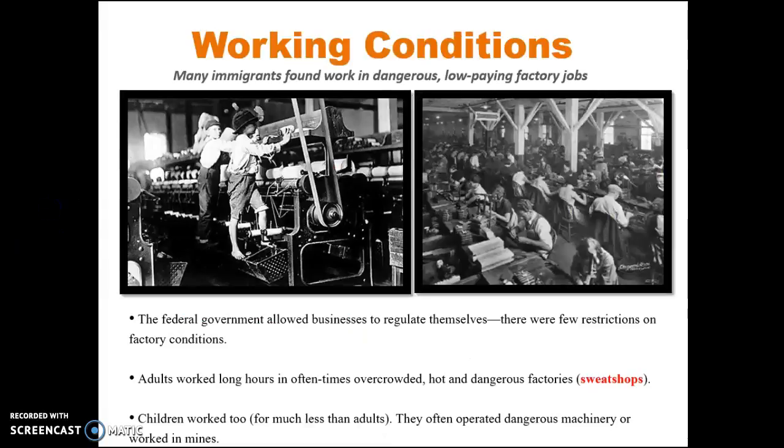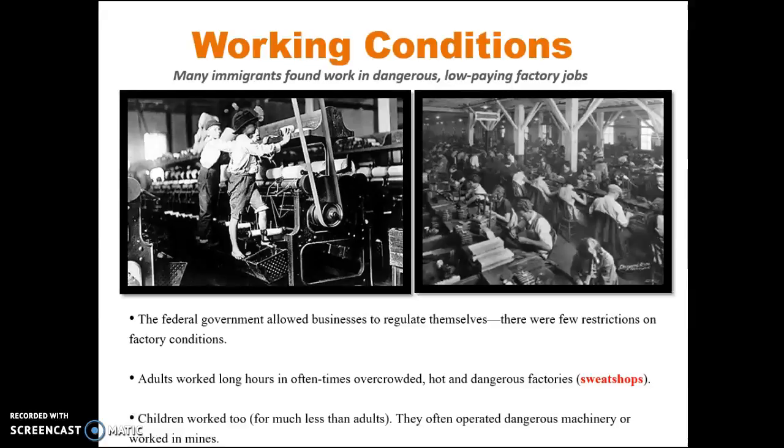So what were the working conditions? Many immigrants found work in dangerous, low-paying factory jobs. The federal government allowed businesses to regulate themselves. There were few restrictions on factory conditions. That is not true today. Our government regulates how many hours a week a person can work, and our government makes sure that the working environment is safe for us now.